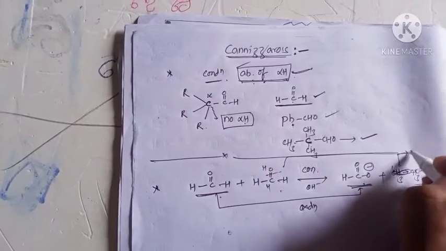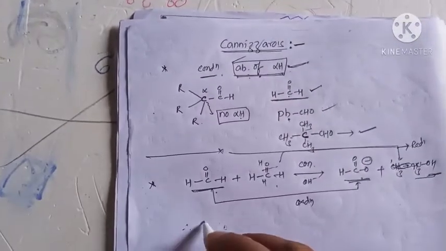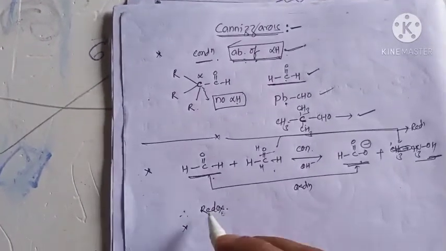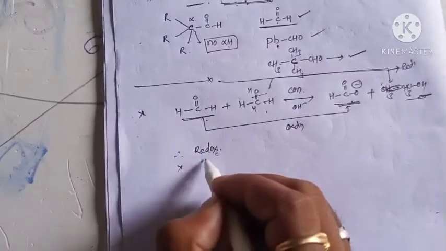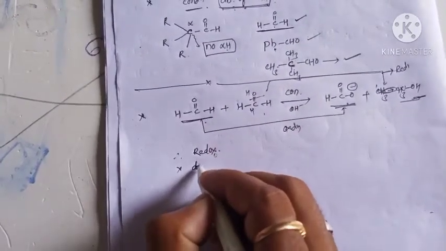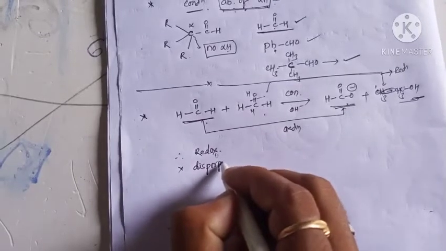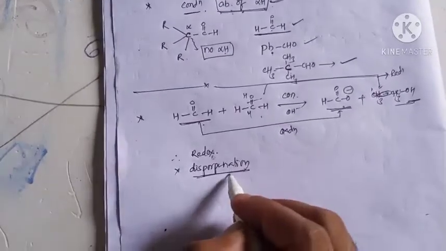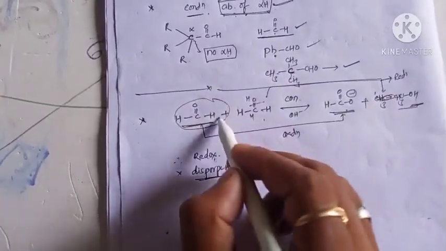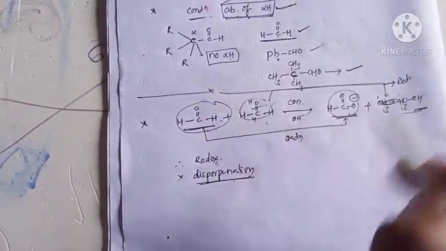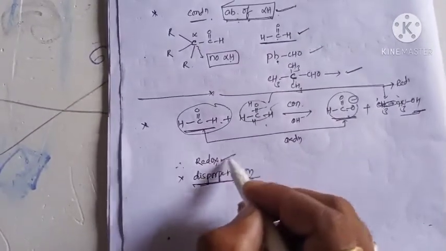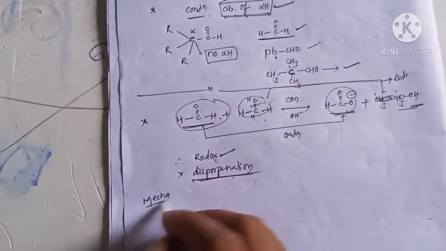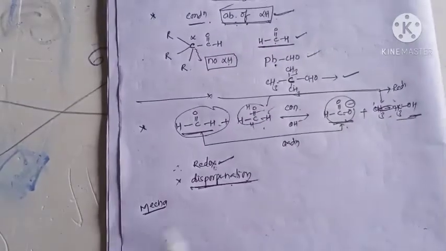If it undergoes oxidation and reduction, those reactions are called what? Redox reactions. Again, the same molecule undergoes oxidation as well as reduction, and those reactions are also known as disproportionation reactions. So what is disproportionation? The same molecule undergoing oxidation as well as reduction is known as disproportionation. Next, see the mechanism: how alcohol and carboxylic acids are formed.